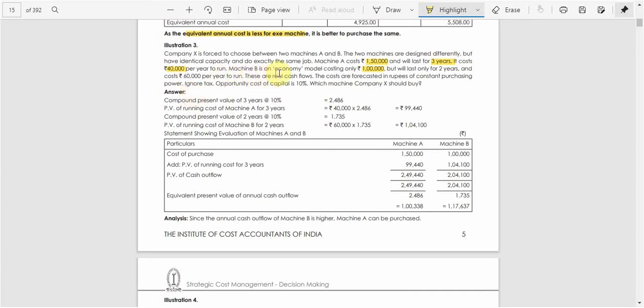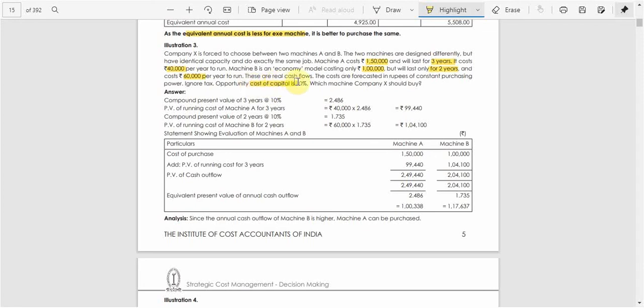Similarly, machine B is an economy model costing 1 lakh rupees, but it lasts only for 2 years. So that is the difference between A and B. And the cost is 60,000 per year to run. So the maintenance cost of B is 60,000 per year. So this is the information given, and also it is given that the costs are forecasted in rupees of constant purchasing power, ignore tax, opportunity cost of capital is 10%. So the cost of capital is given as 10%.